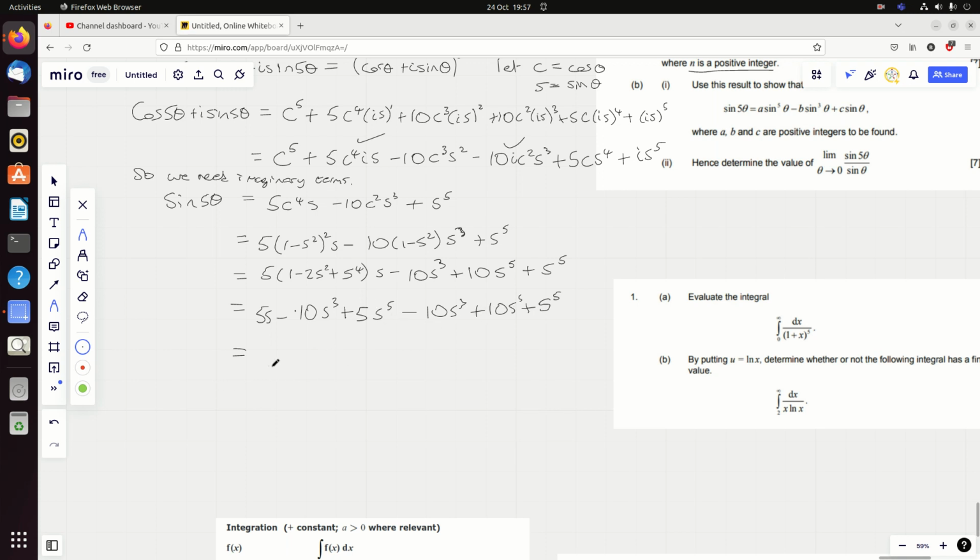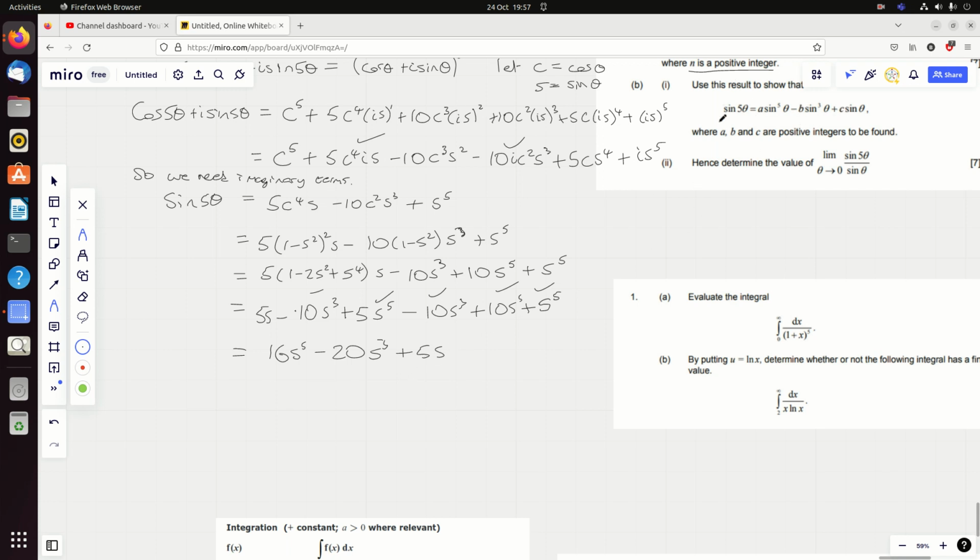5s to the 5 plus 10s to the 5 is 15s to the 5, plus 1 more, 16 sine to the power of 5 minus 20s cubed. I really should be doing that good habit I've got of ticking them as I've gone, plus 5s. And I believe that's the result we needed. A is clearly 16, B is clearly 20, C is clearly 5.